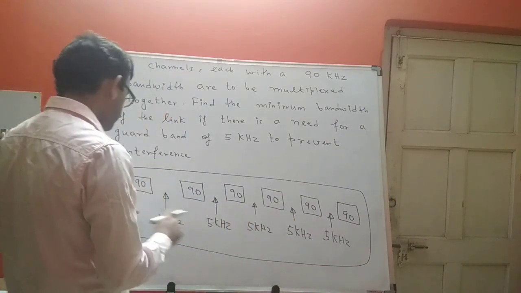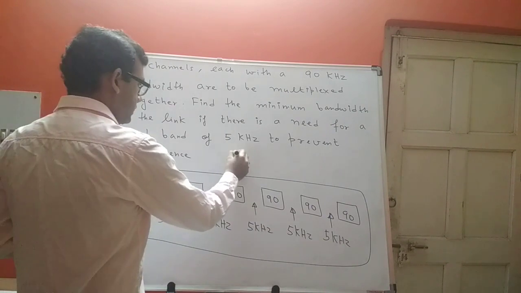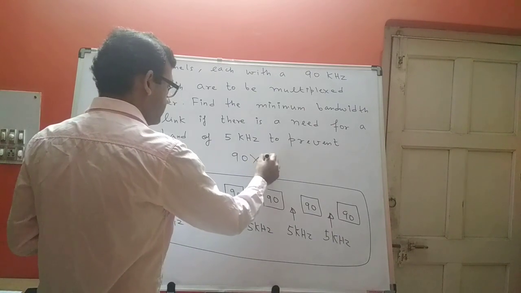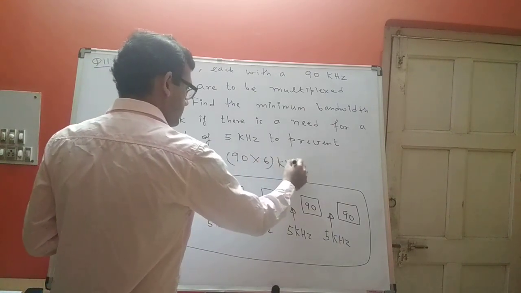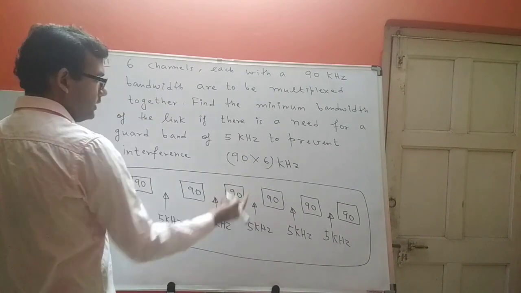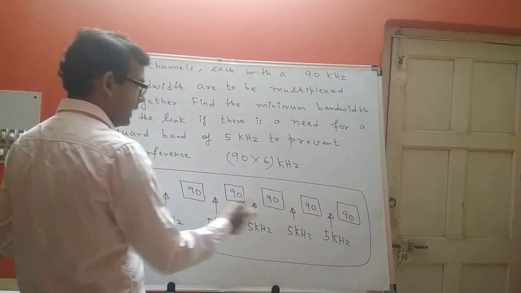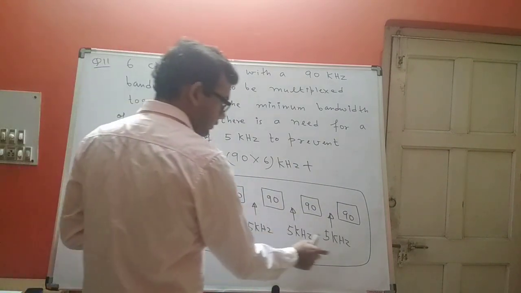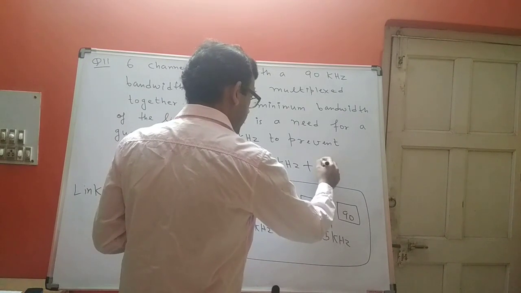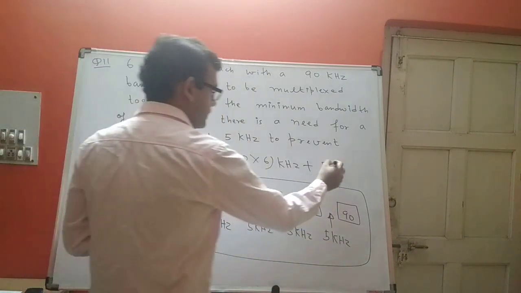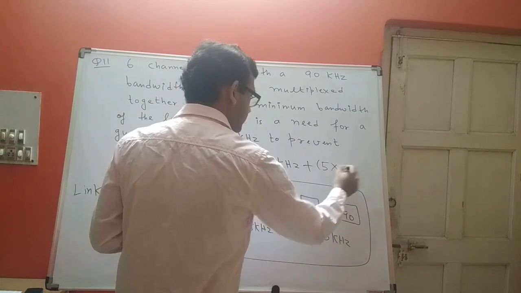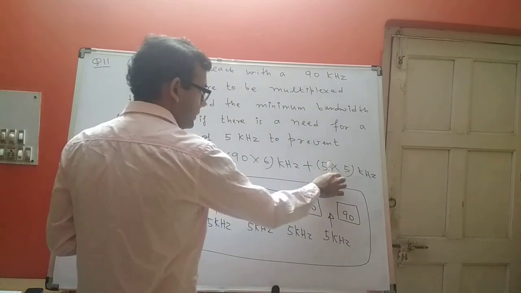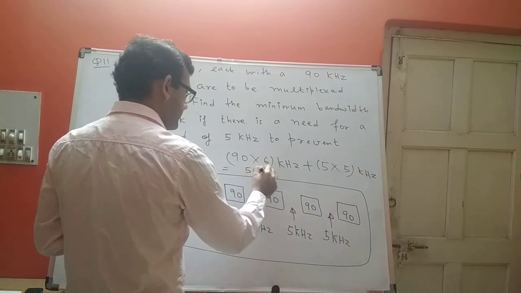So what will be the sum? The sum will be of 6 channels. Each channel has a bandwidth of 90. So total bandwidth of all the channels is 90 into 6. And how many guard bands are there? 1, 2, 3, 4, 5. 5 guard bands. And each guard band has a bandwidth of 5 kilohertz. So that will be 5 into 5 kilohertz. So what will be the total of this value? This will be 540 and this will be 25. So it comes out to be 565 kilohertz.